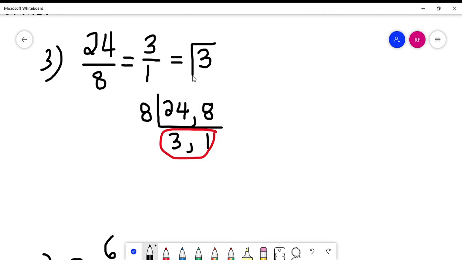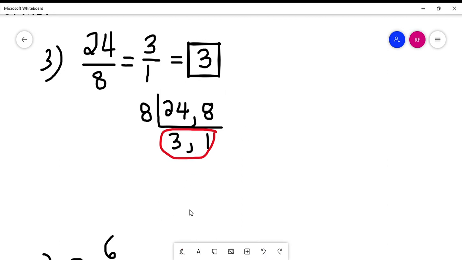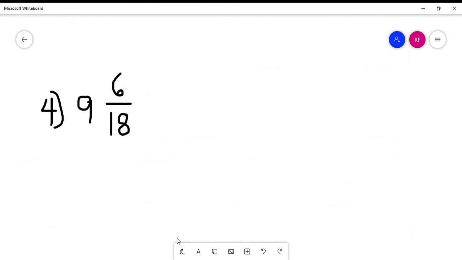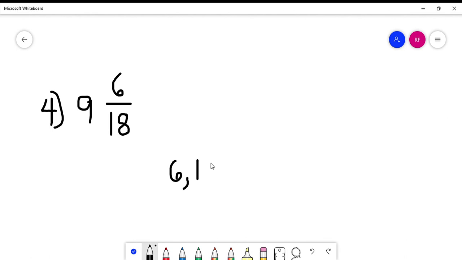Remember, if the denominator of a fraction is 1, that means your answer is a whole number, and that would be the numerator of the fraction. Okay? Another. So we have here 9 and 6/18. 9 and 6/18 is a mixed number, but in reducing fractions to lowest terms, we only reduce the fractions. So we set aside first the whole number, the 9, and get the lowest terms of the fraction 6/18. Sorry.